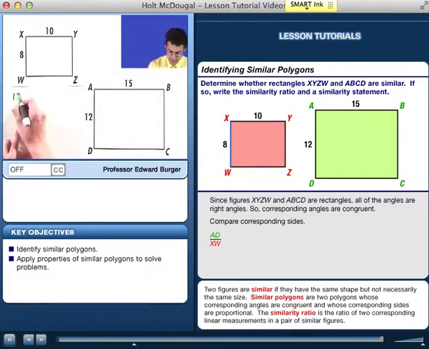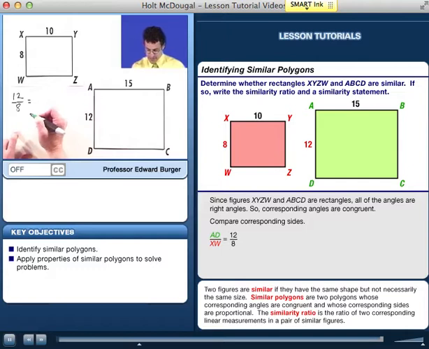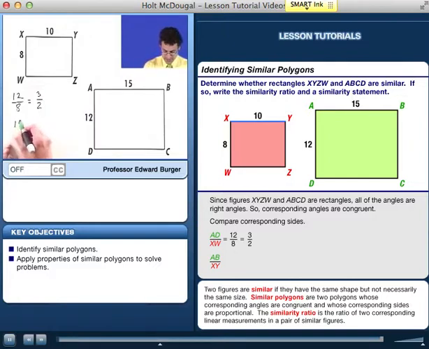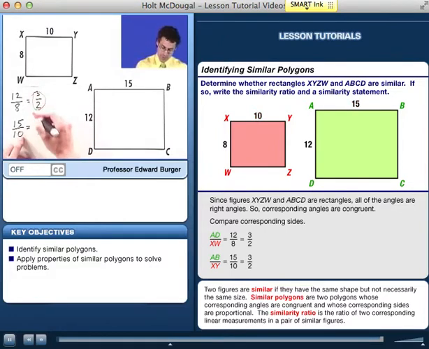So that's 12 over 8. And we can simplify that a little bit to 3 over 2. All right, so there's that ratio. Now let's look at the ratio of the other corresponding parts. So large side of large rectangle is to large side of small rectangle. That's 15 is to 10. And when we simplify that, we see 3 over 2, 3 over 2, 3 over 2. We have a winning pair.